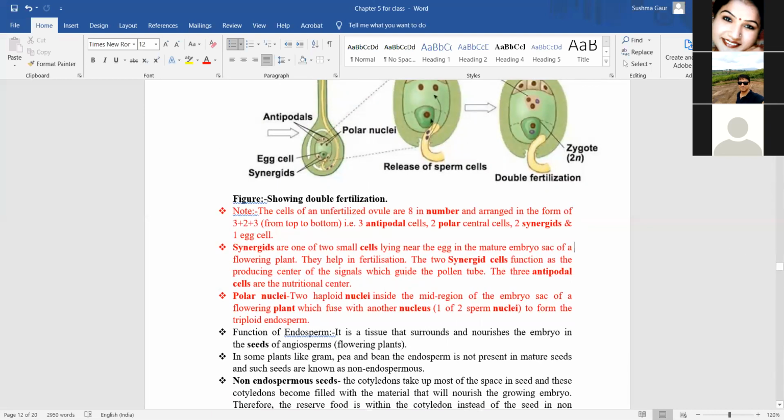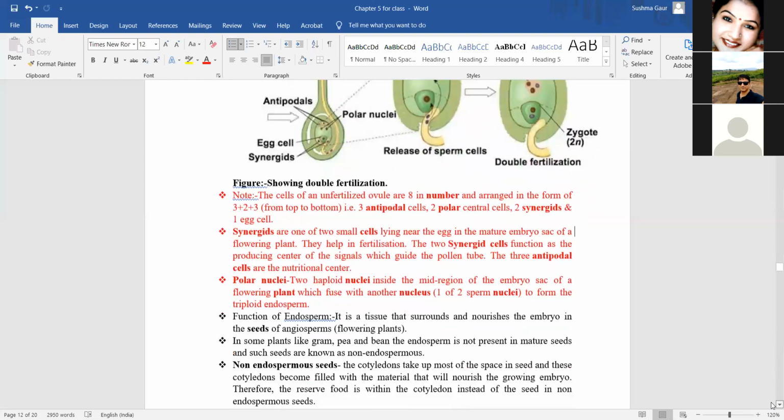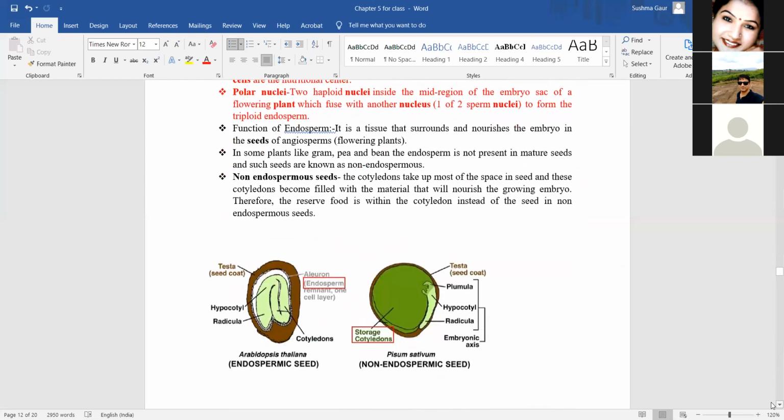Endosperm banega triploid that will provide nourishment to the seed, and this zygote it will develop into आपका fruit बनने में help करेगा. Yes ma'am, got it. Okay.